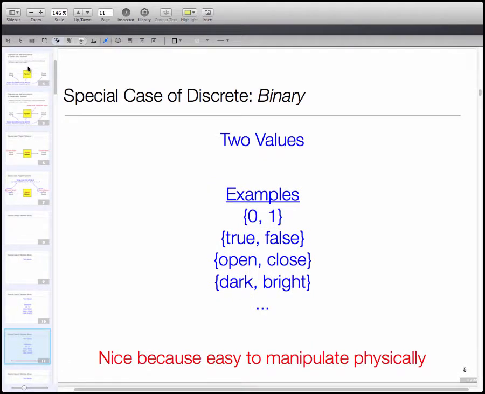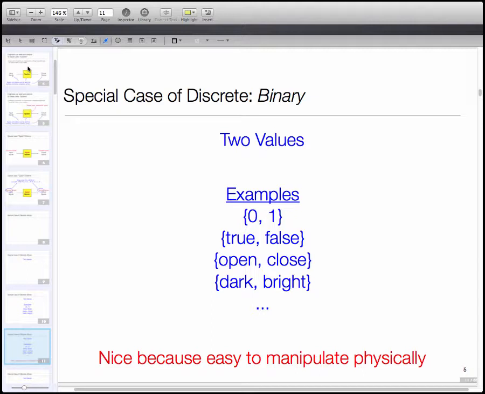The reason 2 values is good is because we know how to design and manipulate and kind of physically do things which are 2 valued very easily. For example, a switch is open, close. An electron has 2 states in a particular orbital, up or down. Light may be on or off. So there are a lot of things in physics which are inherently 2 valued, and therefore it makes it very easy to kind of deal with them.